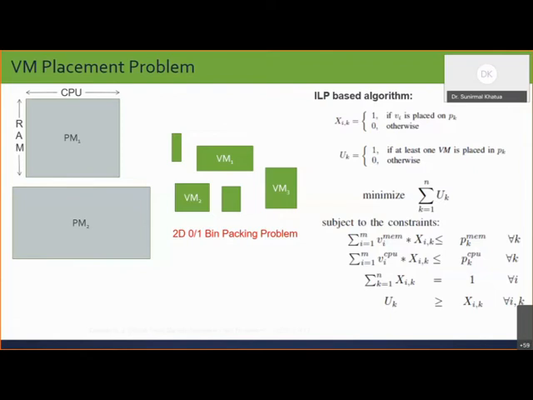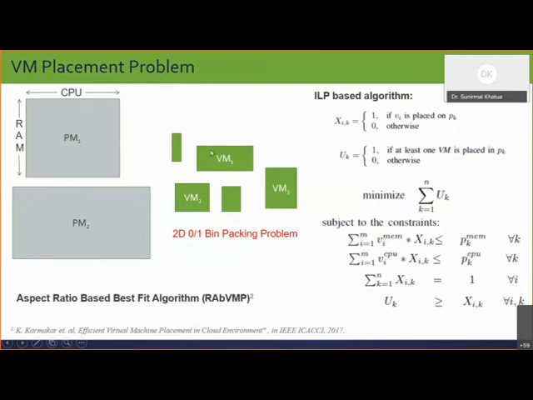So we have also provided one solution in 2017 called the aspect ratio based fit algorithm. So considering the aspect ratio of those rectangles and the aspect ratio of this, we can find the best fit algorithm. We have shown that this provides a very close result to this ILP, or the optimal solution. That can also be used for providing this.